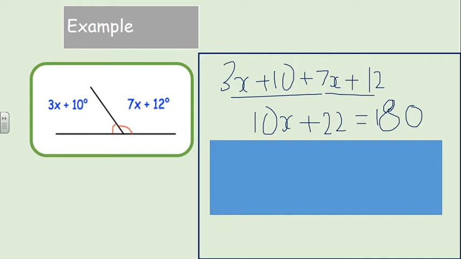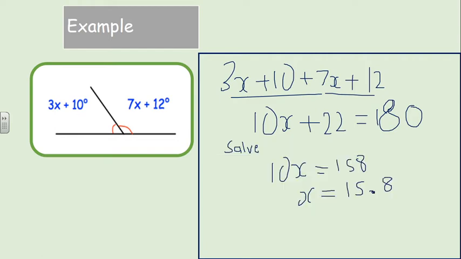Okay? So now I've got to solve that equation, like what you've been doing before in the starter. So I'm going to take away that 22, first of all, which gives me 10x equals 158. And 10 times something is 158, so 158 divided by 10 is 15.8. So it's a decimal in this case. I think this is the only example that will have a decimal in. The rest will be all whole numbers.